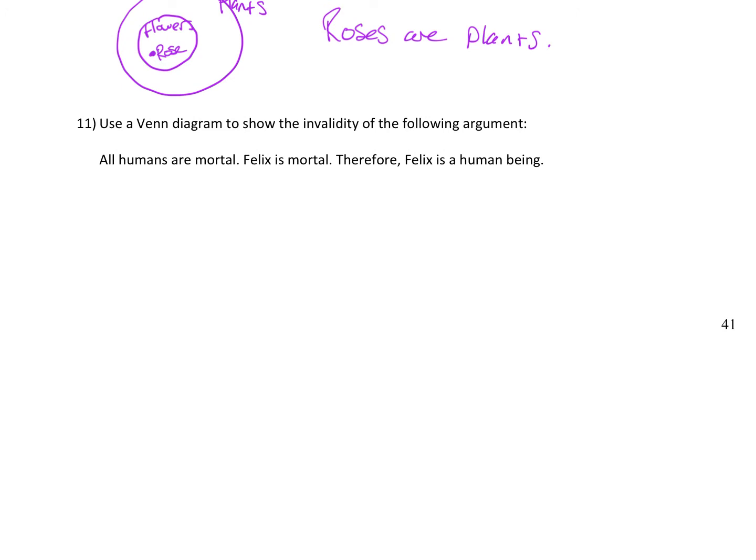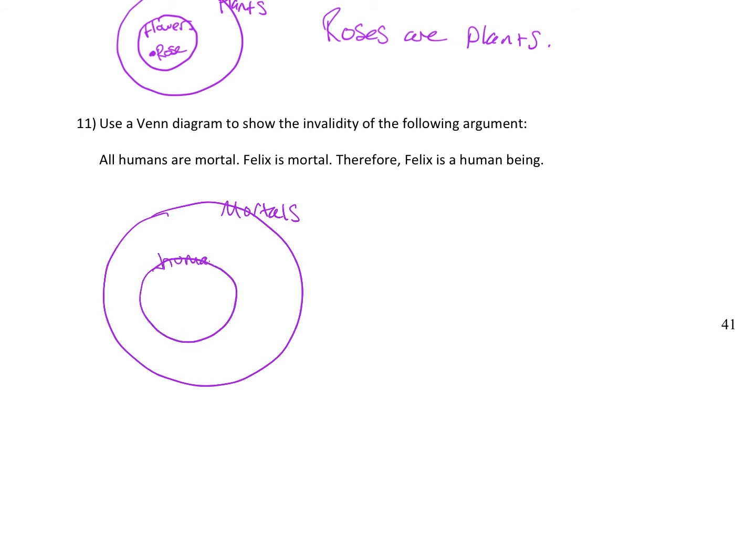All right, let's use a Venn diagram to show the invalidity of an argument. So all humans are mortal. So I have a circle for mortals. All humans are mortal, so humans belong within the realm of mortals. Felix is mortal. Okay, so if I wanted to put Felix in the mortal circle, it could go here or it could go here. It is unclear, right? So Felix could be here or it could be here. So this tells us nothing about whether or not Felix is a human being. So this is definitely an invalid argument.